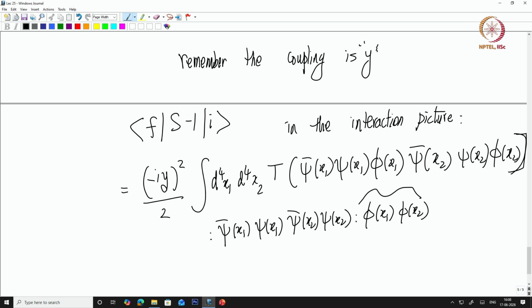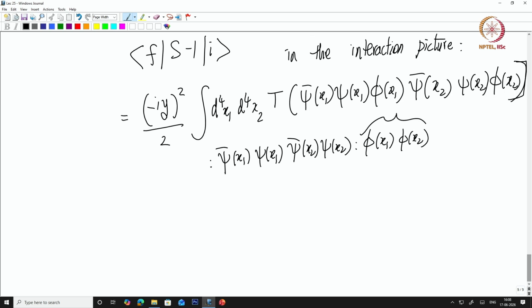So this is the main contribution. This is the contraction between phi of x1 and phi of x2, which, if you remember, is nothing but your propagator. But if you do the psi fields contraction, you have to be careful how the contraction works, and it is slightly subtle. So let me do it once.